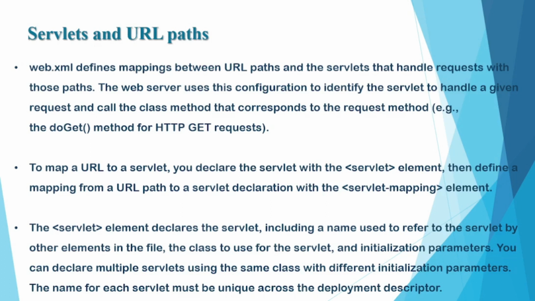To map a URL to a servlet, you declare the servlet with the servlet element. Then define a mapping from a URL path to a servlet declaration with the servlet-mapping element. The servlet element declares the servlet, including a name used to refer to the servlet by other elements in the file, the class to use for the servlet, and initialization parameters. You can declare multiple servlets using the same class with different initialization parameters. The name for each servlet must be unique across the deployment descriptor.